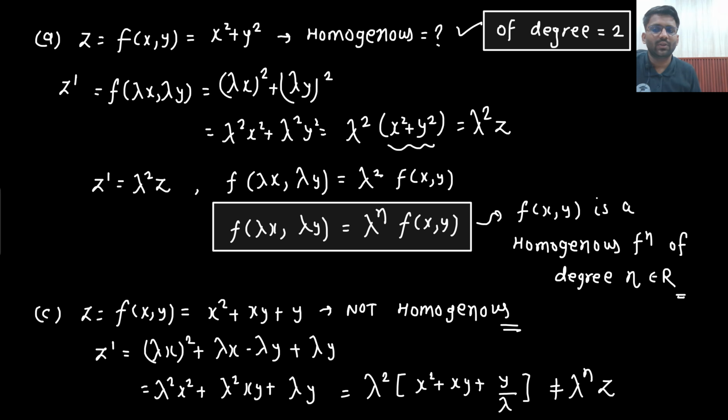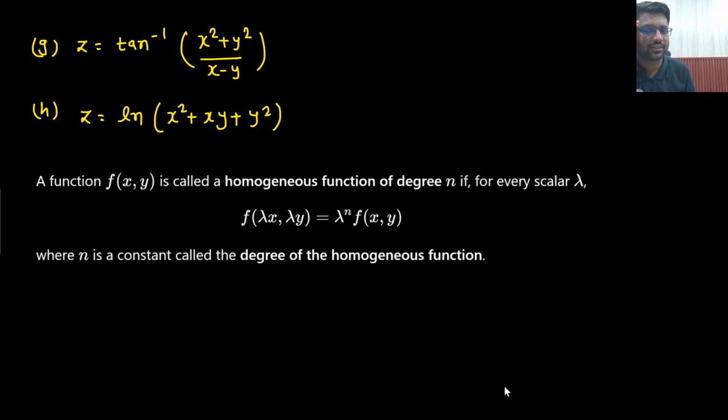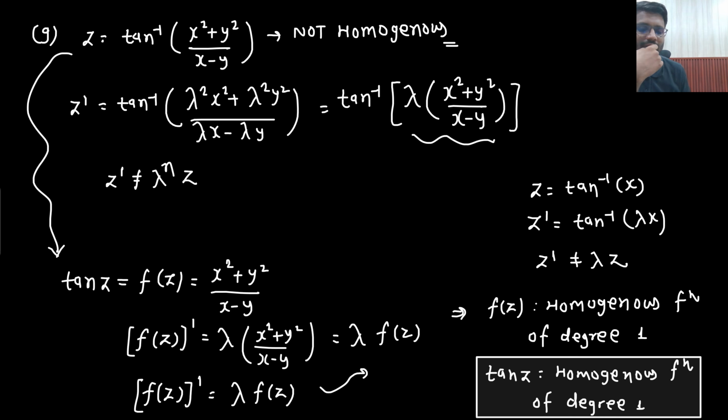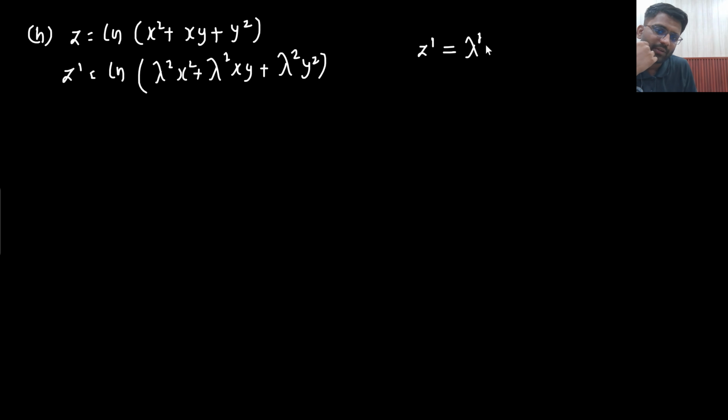Similarly, for the next example, you think on your own. Example H: ln of (x square plus xy plus y square). Will it be a homogeneous function? What I will do is find z dash. ln of (lambda square x square plus lambda square xy plus lambda square y square). Can you write down z dash as lambda to the power n times z? No, not homogeneous.